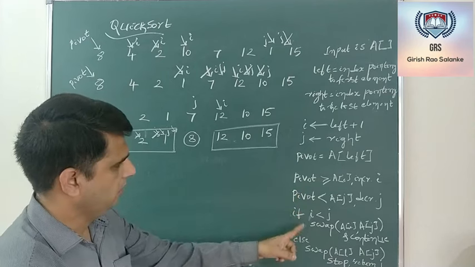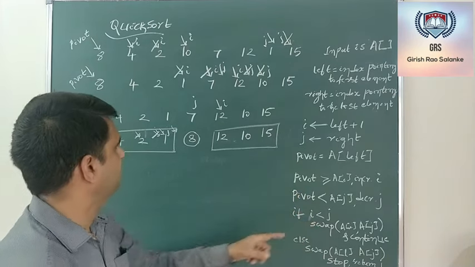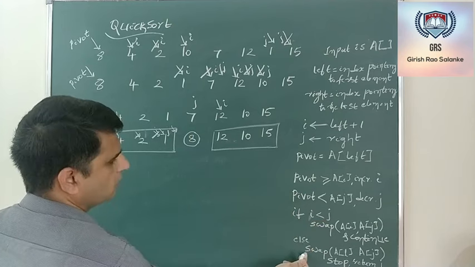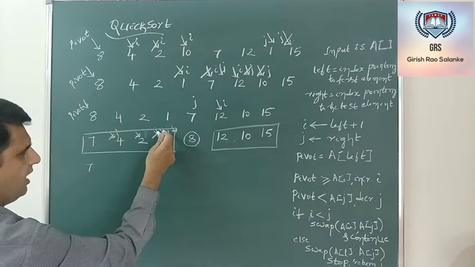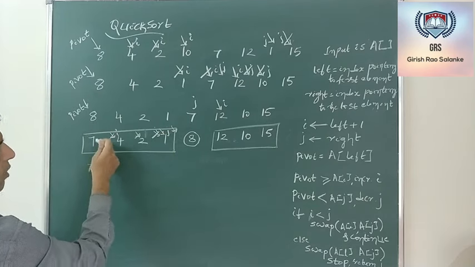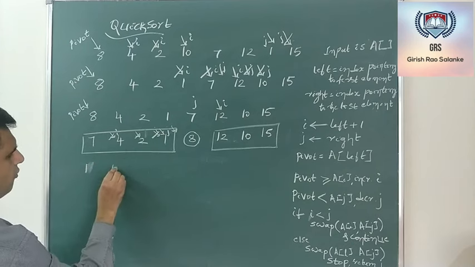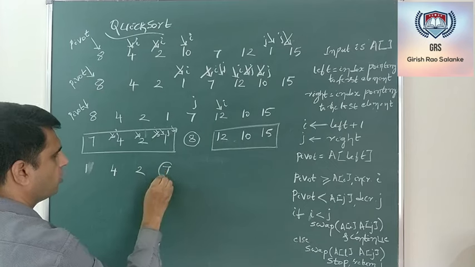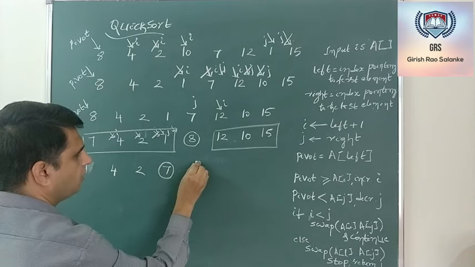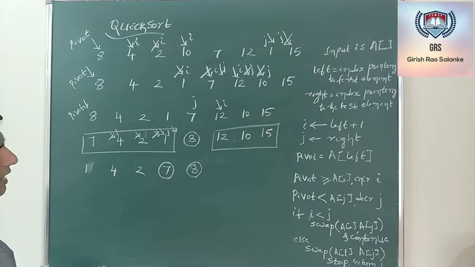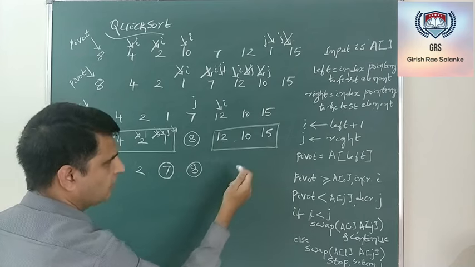So now compare: i less than j. i is out of bound. Now go for the else part. In the else part you need to swap a of j and the pivot element. In this case the pivot element was 7. So 1 will come to this position: 1, 4, 2 and 7. 7 occupies this. 8 was already sorted. Now, having done a partition on the left-hand side, I got 7 sorted. Now do a partition on the right-hand side.